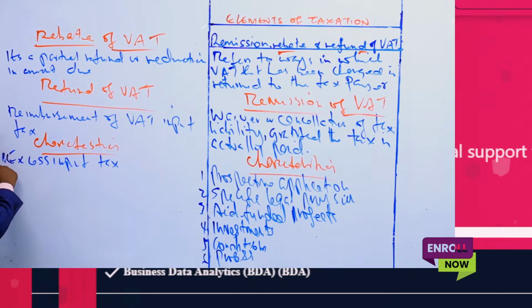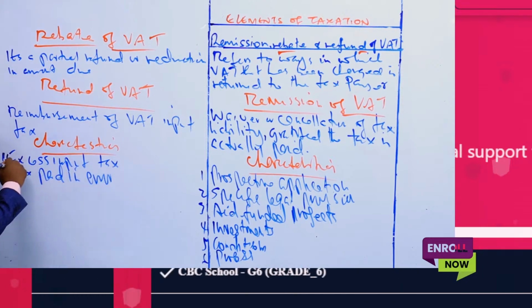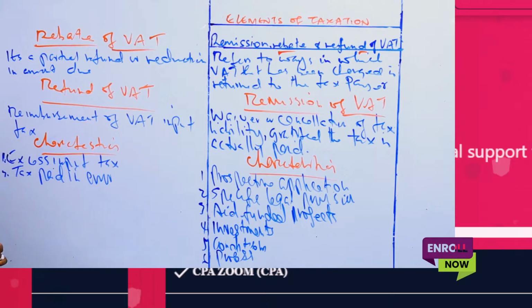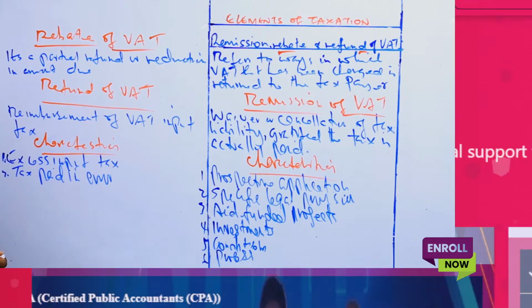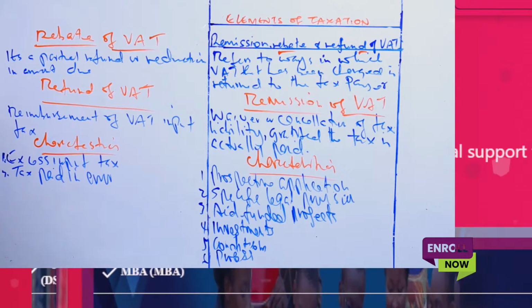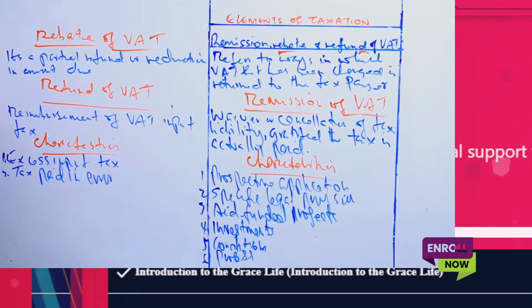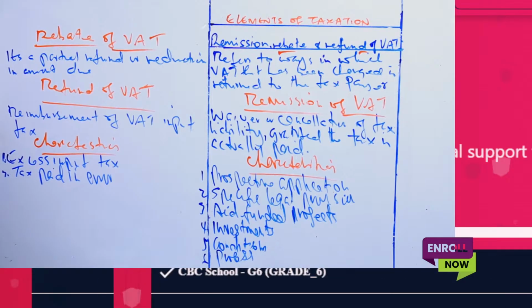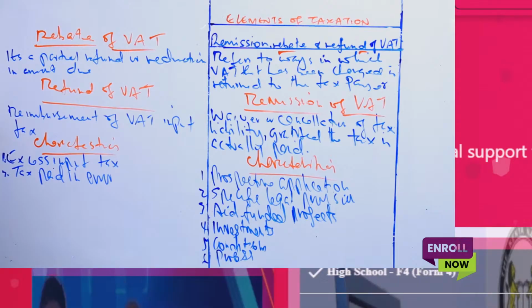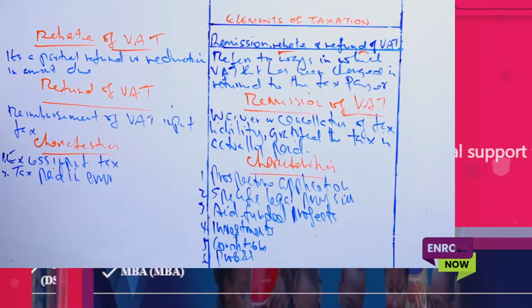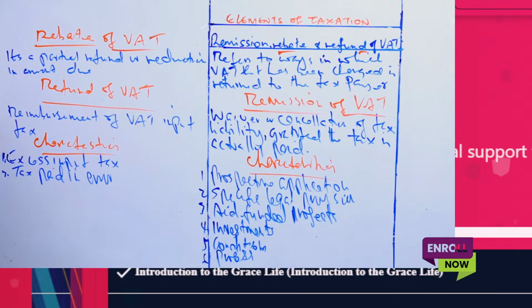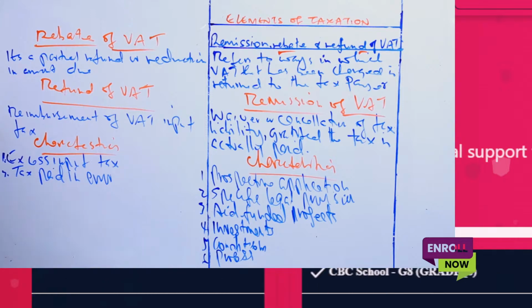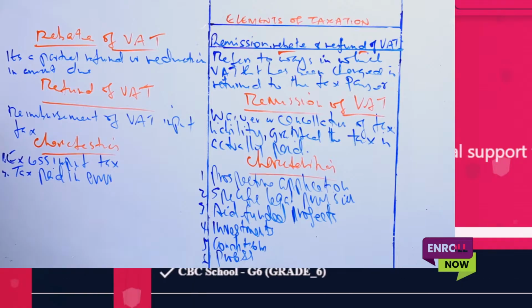Number 2, tax paid in error. This occurs when a taxpayer has erroneously paid VAT that was not due. That could be because of a miscalculation or payment to the wrong PIN. It may also be payment for an exempt supply. The claim for tax paid in error generally must be made within 12 months from the date of payment.